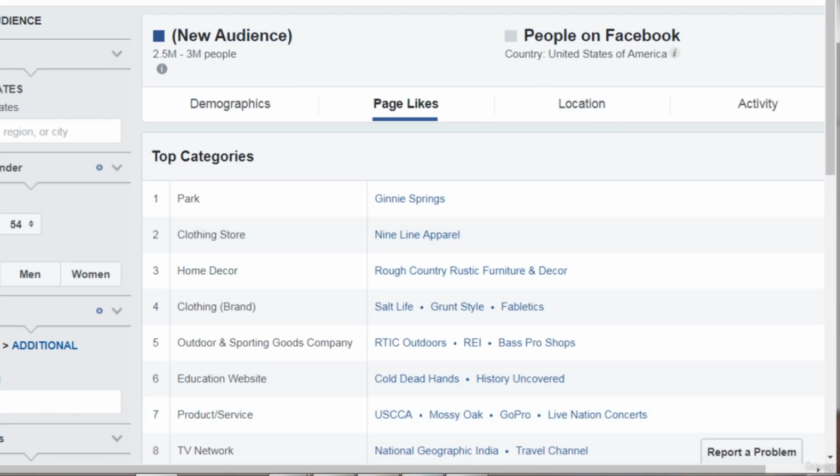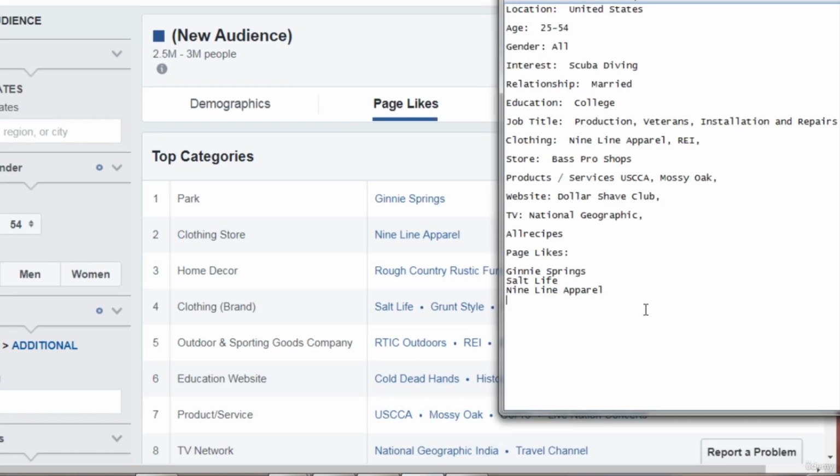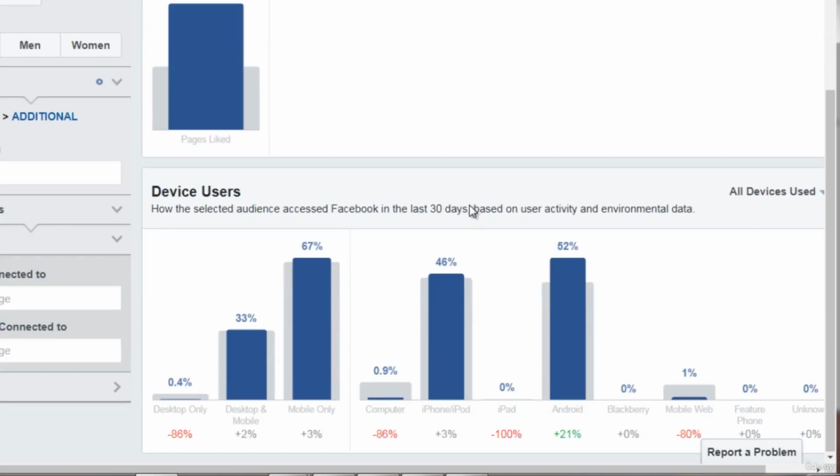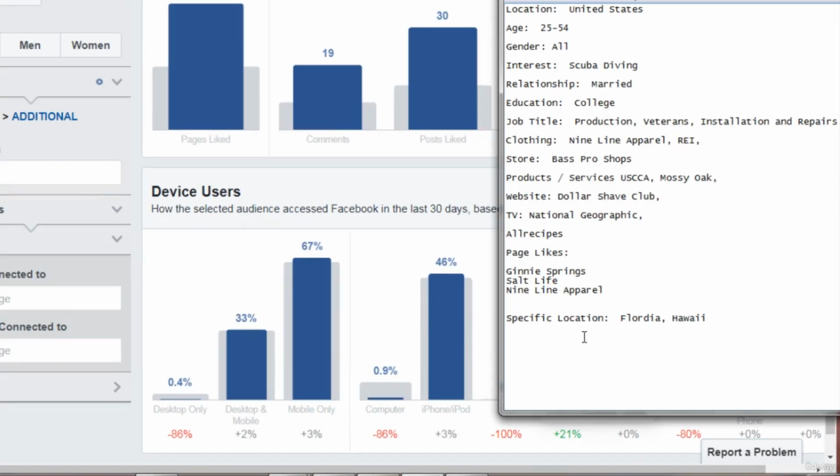So now remember, we saw location. We saw a lot of Florida, and we saw a lot of Hawaii. And then in terms of activity and devices, we saw that a lot of them use mobile devices. So iPhone, Android, etc.